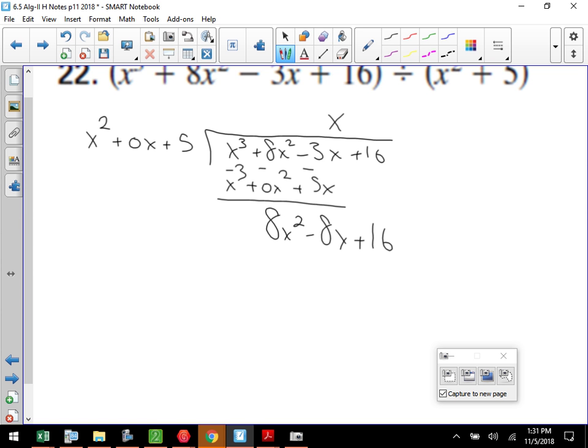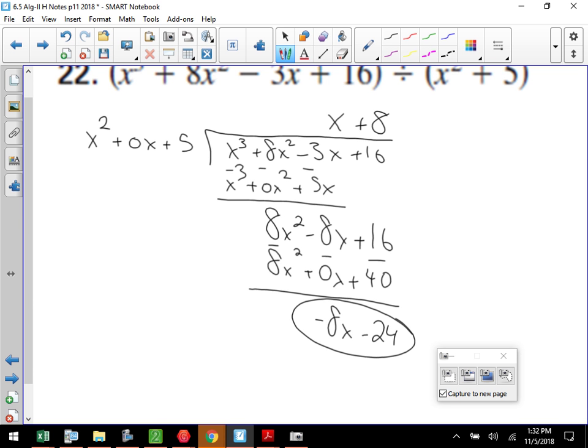So now what do you multiply x squared by to turn it into 8x squared? Multiply it by a positive 8, because you always want to keep your signs the same. Distribute over, and subtract each piece. 8x squared subtract 8x squared, 0. Negative 8x subtract 0x is negative 8x. 16 minus 40, negative 24, I believe. And this becomes my remainder.